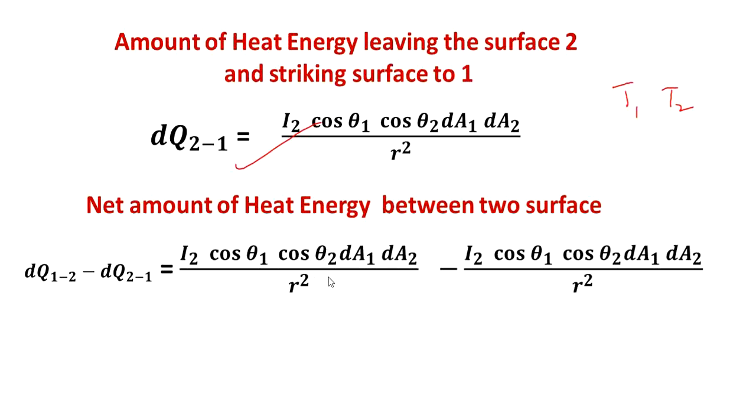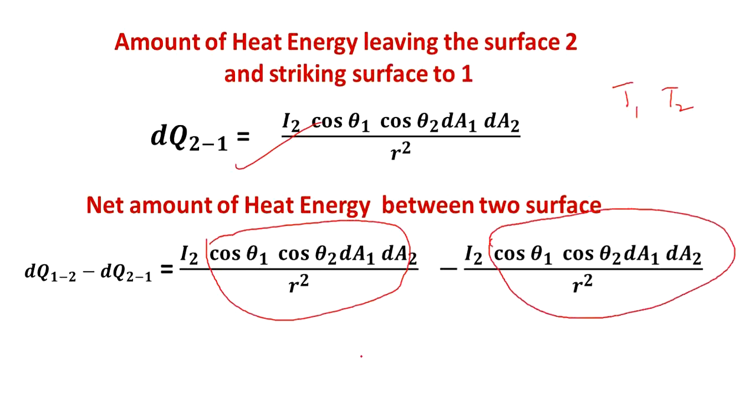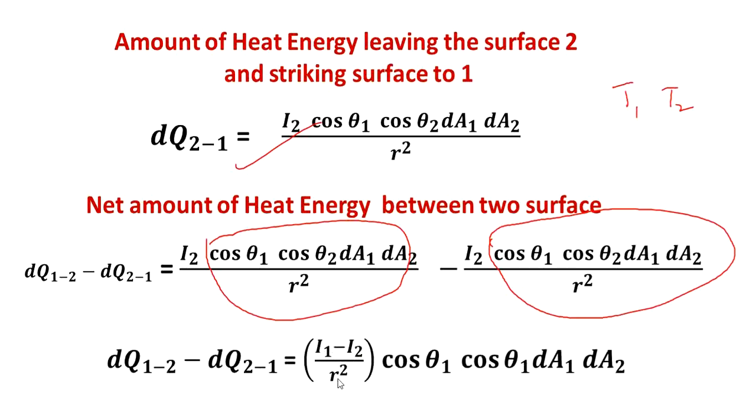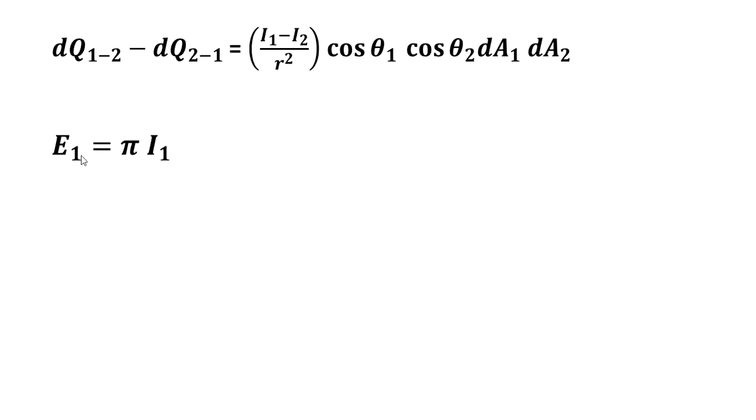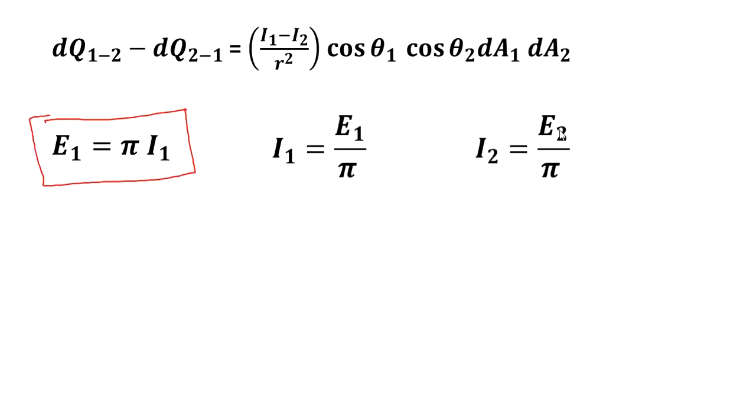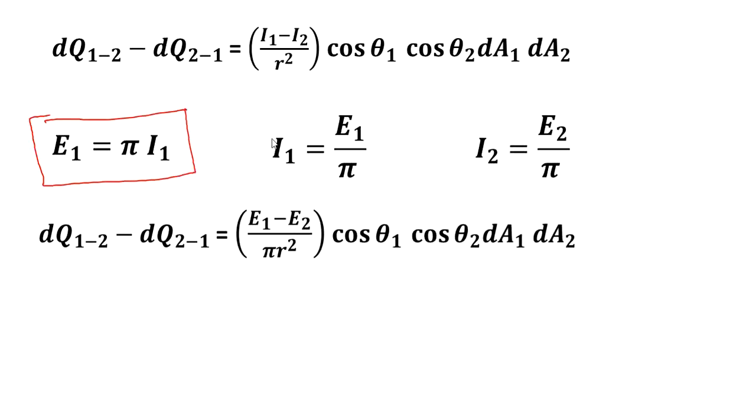Here we have the common terms. All these terms are common. Therefore, I1 minus I2 multiplied by cos theta 1 cos theta 2 dA1 dA2 divided by r square. And then E1, we have already derived this equation: E is equal to pi I. I1 is equal to E1 by pi, I2 is equal to E2 by pi. Therefore, you put in this equation, then you will get E1 minus E2 divided by pi r square, cos theta 1 cos theta 2 dA1 dA2.